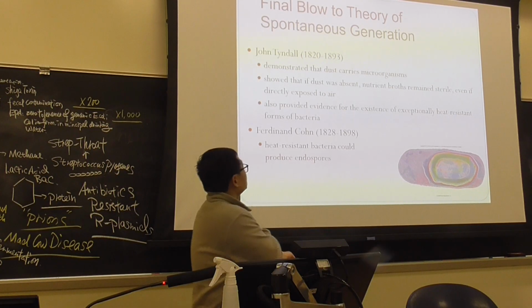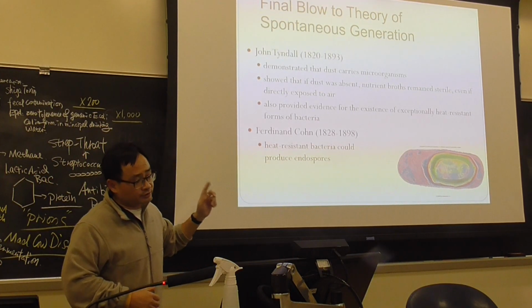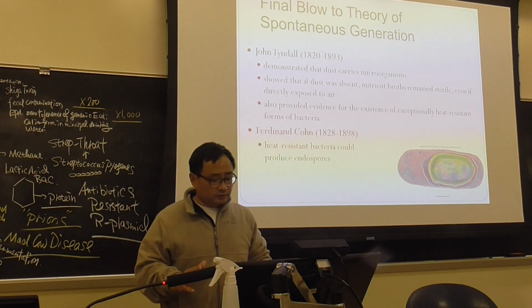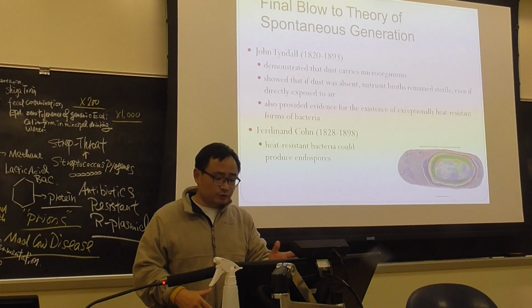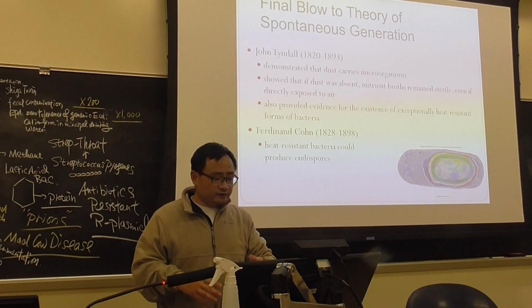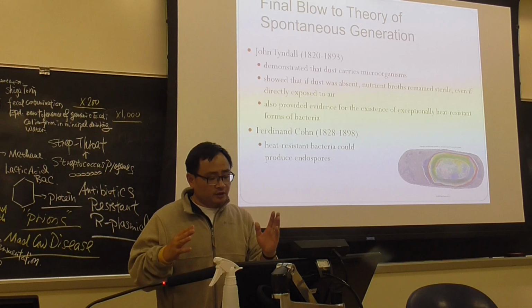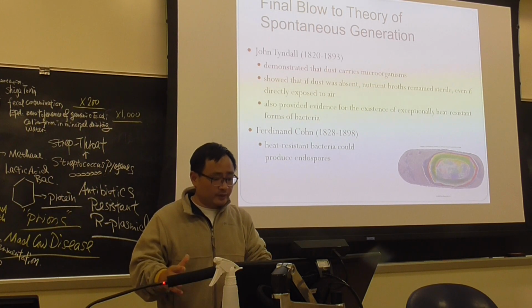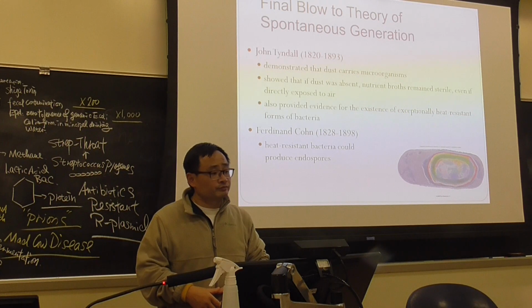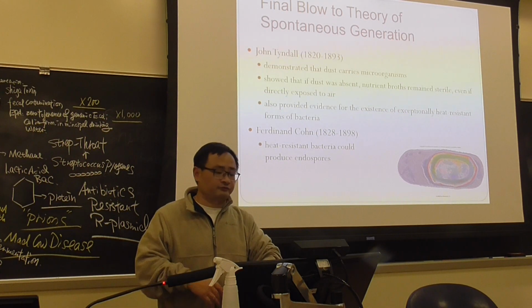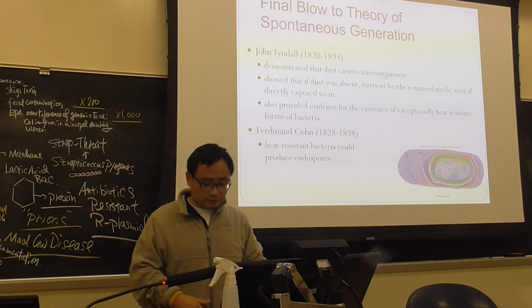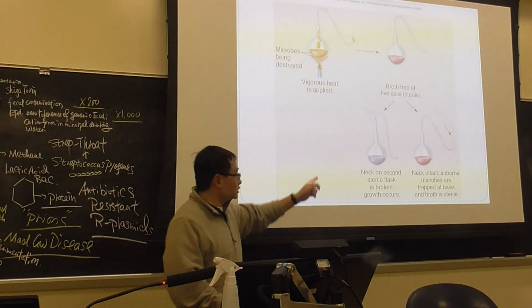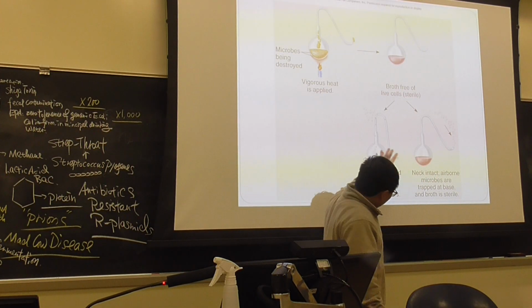Okay? So, these are two great scientists, John Tyndall and Ferdinand Cohn. One of them found heat-resistant bacteria, and Ferdinand Cohn found endospore-forming bacteria, also heat-resistant. This is the final blow to the spontaneous generation theory. Okay, so that's very interesting. Think about that. You're going to get different results. One cloudy, one not cloudy.